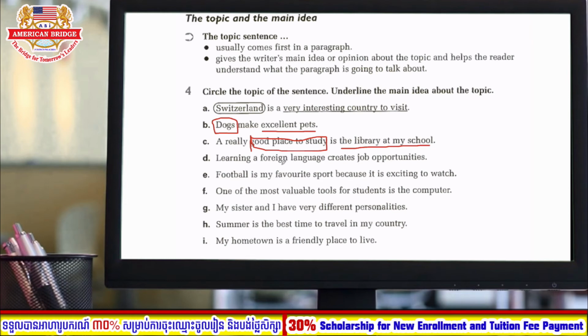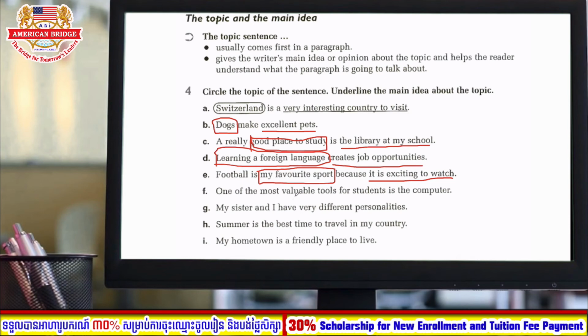Sentence D, learning a foreign language creates job opportunities. So it might be the advantages of learning a foreign language. So learning a foreign language is the topic, and to support this we have the main idea, which is creates job opportunities. Football is my favorite sport. So my favorite sport is the topic. What is your favorite sport? It's football. And why do you like football? Because it is exciting to watch. It is the main idea we use to describe the topic.